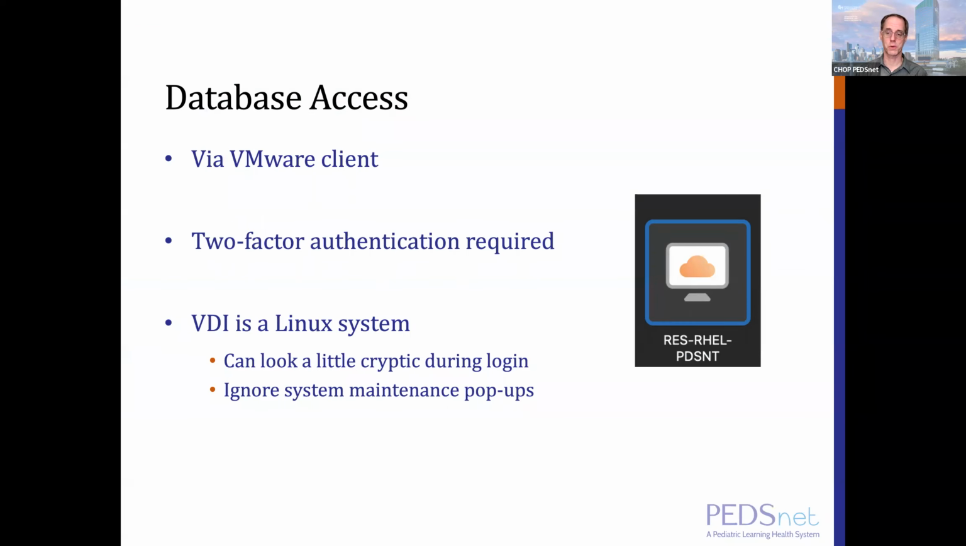Access to the virtual desktop instance is via VMware's Horizon client through the connection information that we provide when you get your credentials to sign on. In particular, what you do is connect to the VMware server and look for a PEDSnet instance, right? Once again, two-factor authentication is required to connect. And then when you launch this instance, you'll be taken into a Linux system.